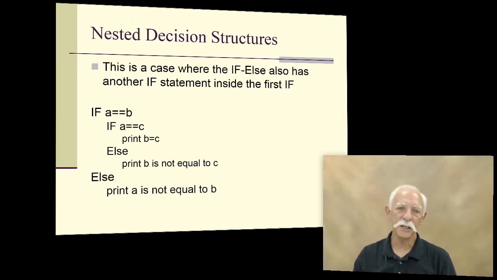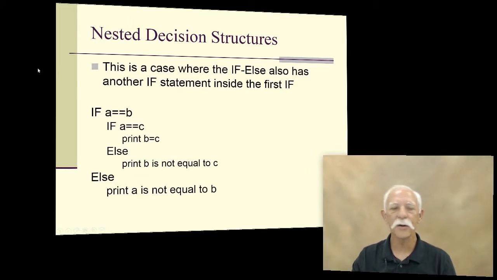We can also nest these, and by nesting it, you get the impression that the computer is actually making decisions for itself. Of course, that's not really true, but it appears like it's true. So let's take a look at this one. If A is equal to B, then if that's true, let's take another look. If A is equal to C, if both of those are true, print B equals C.